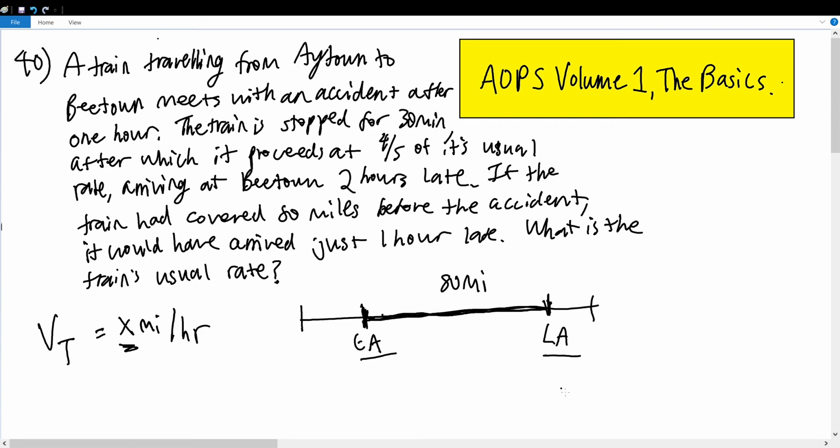We're trying to find the train's usual rate. But we are given that if it happens at EA, it's 2 hours late, but if it happens at LA, it's just 1 hour late. So let's relate that given information of time with the time formula, which is the distance divided by the velocity, where the velocity is constant and the distance is also constant. With this formula, let us begin to solve it and apply our knowledge to find x.